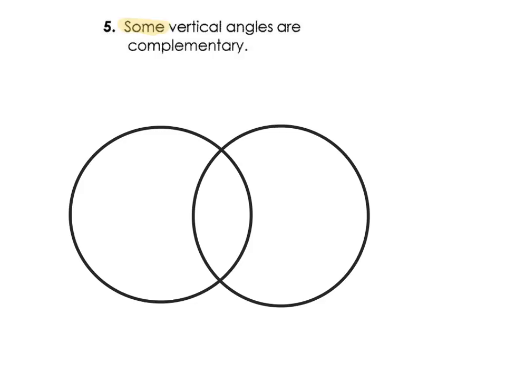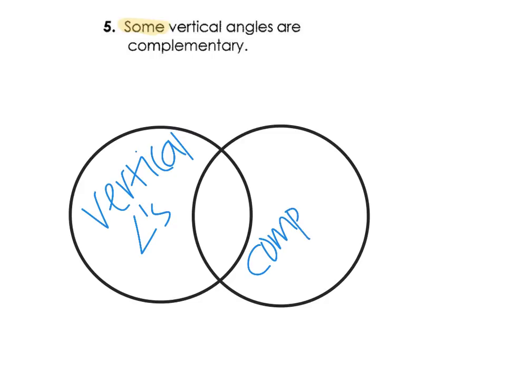So here we go. Some vertical angles are complementary. So what we want to do is label these as our 2 circles. We've got vertical angles over here, and I'm just going to use the angle symbol. And then we've got complementary angles over here. I can't fit it in my circle, that's okay.